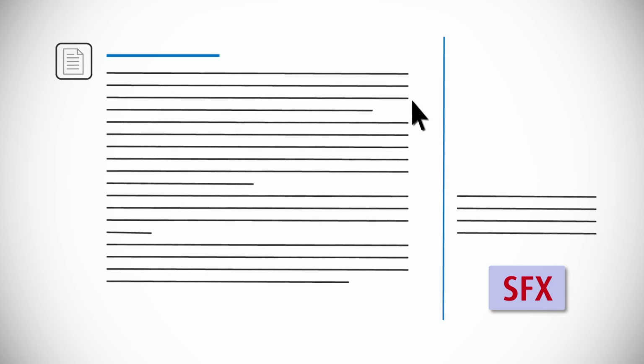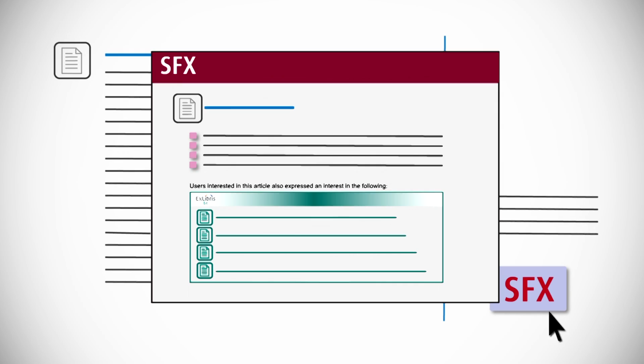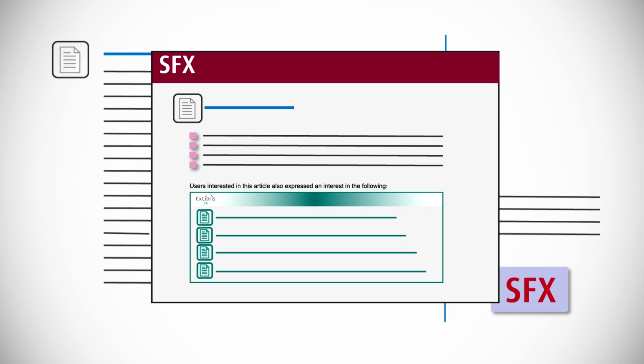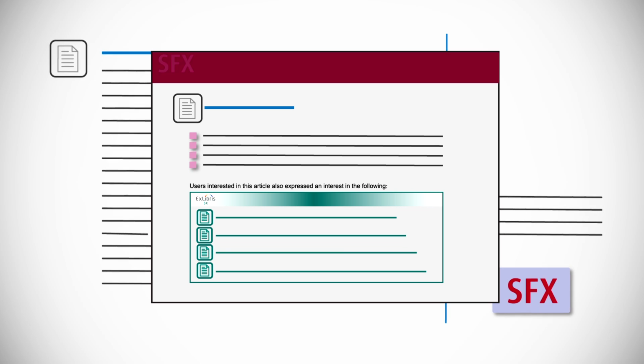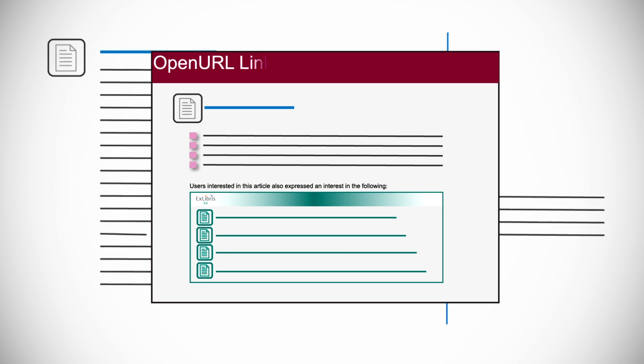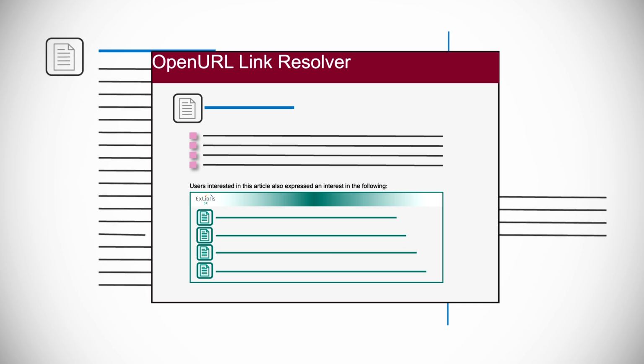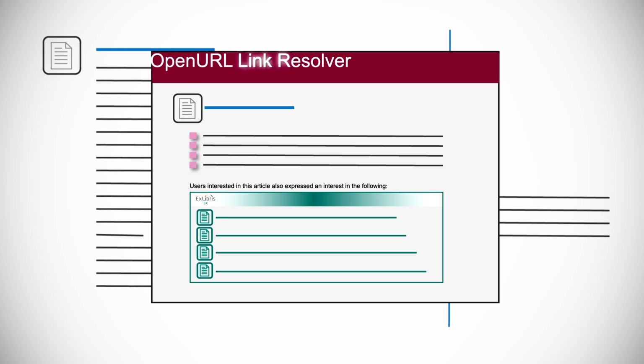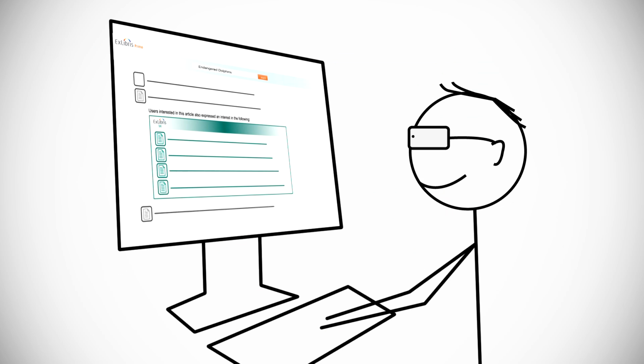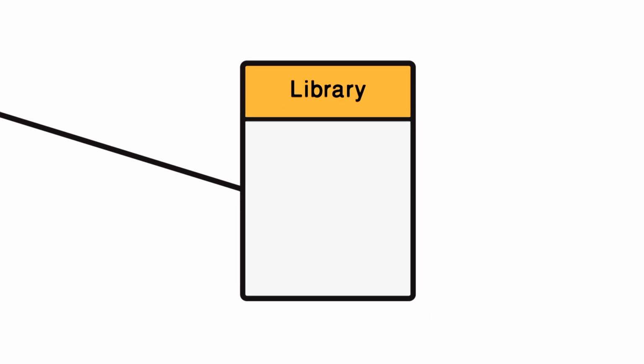"Now, you and everybody else can see recommendations whenever you click an SFX button, no matter which system you're searching in. In fact, BX recommendations are also available through other OpenURL link resolvers. The Primo system actually displays the recommendations right along with the results, and other information systems can do that as well."